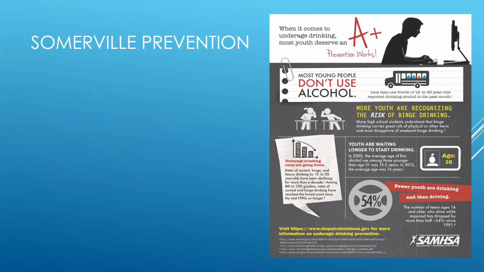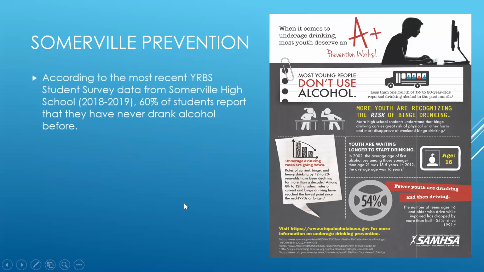But when it comes to the City of Somerville, according to the most recent data that we have from the high school, 60% of students report that they've never had alcohol before, which is way below a lot of other local municipalities, and way below a lot of the national statistics that we have for youth substance use. So go Somerville, we have a lot of really, really smart kids who know to stay away from substances.